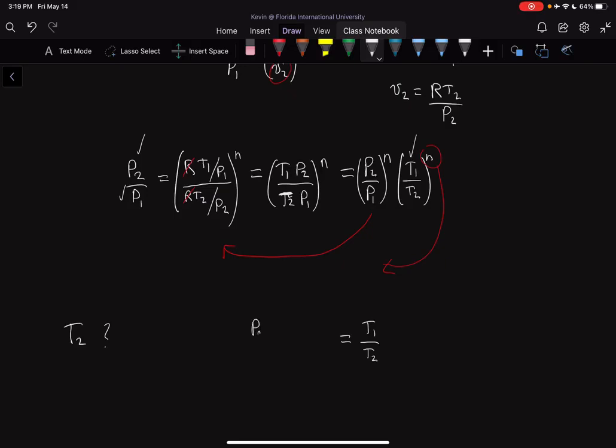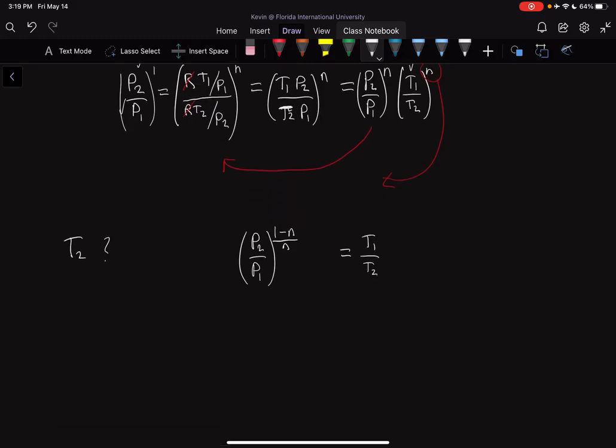So we have P2 over P1 to the power of 1 minus n. Okay, this can be thought of as P2 over P1 to the power of 1, so it's 1 minus n, and then when you bring a power from the right side to the left side, you divide everything by n. So now we have T1 over T2 is equal to P2 over P1 to the power of 1 minus n over n.